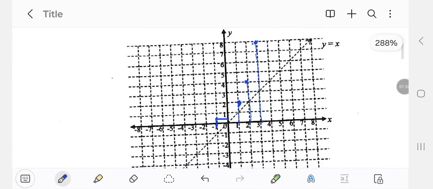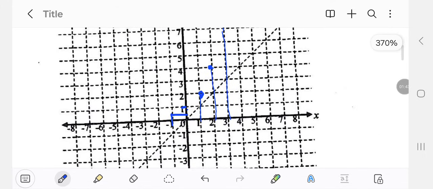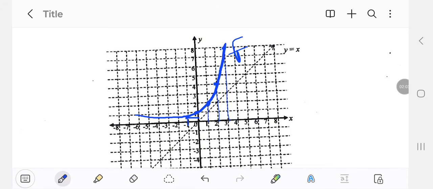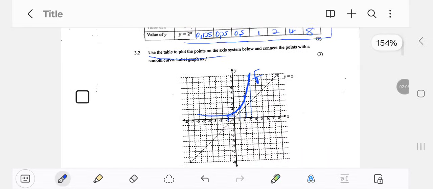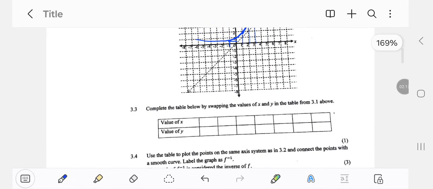Did I skip something? 0 and 1. Where's 0 and 1? This is 0 and 1. Then we have minus 1 and 0,5. So as long as you tie 0 and 1, and as long as it doesn't touch 0, then I think it's enough to sketch the graph. Then we go to 3.3.